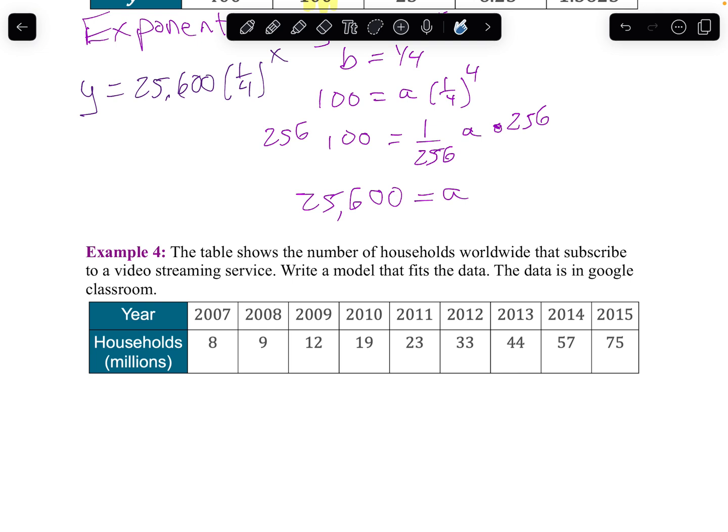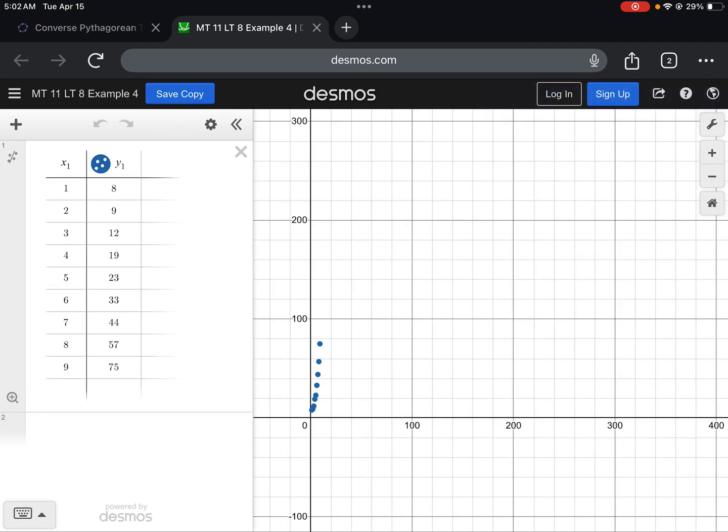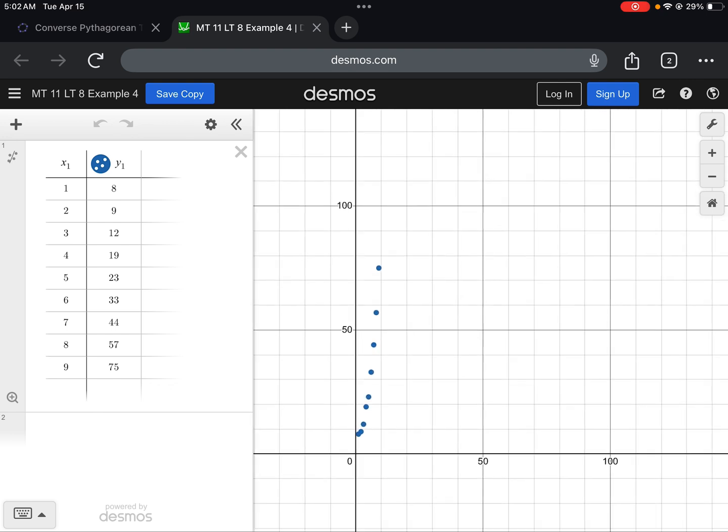First, we're going to graph it. So let's take a look at our graph here. I already put the graph in to save us some time in Google Classroom. It's in your LT8 seminar. Remember, to get this table, I press the plus sign, I put in my table, and notice it's x1, y1, and then I can adjust my window to see it.